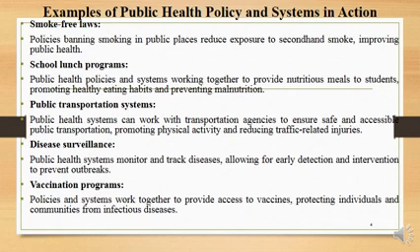Public transportation systems. The public health system can work with transportation agencies to ensure safe and accessible public transportation, promoting physical activity and reducing traffic-related injuries. Disease surveillance. Public health systems monitor and track diseases, allowing for early detection and intervention to prevent outbreaks. Vaccination programs. Policies and systems work together to provide access to vaccines, protecting individuals and communities from infectious diseases.